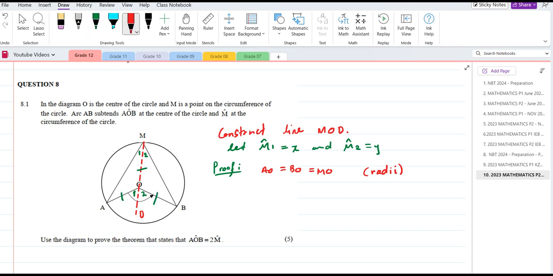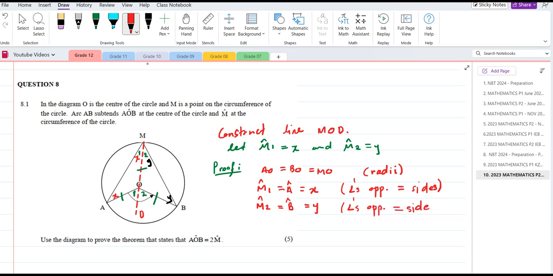Now remember I said angle M1 is X. So if angle M1 is X, what's angle A? So we're going to write angle M1 is equal to angle A is equal to X because we have an isosceles triangle. We're going to say angles opposite equal sides. Please don't write isosceles triangle. It's angles opposite equal sides. Same here. Angle M2 is Y, angle B is Y. So angle M2 is equal to angle B is equal to Y. Same, angles opposite equal sides. Right, so we have that.